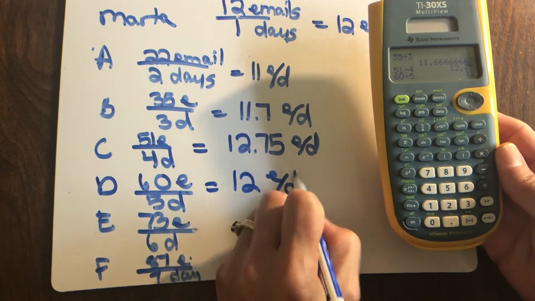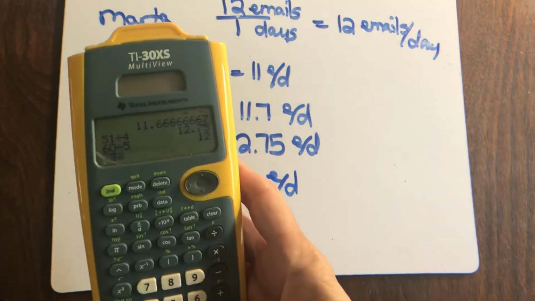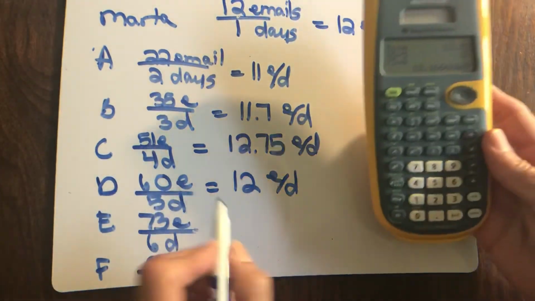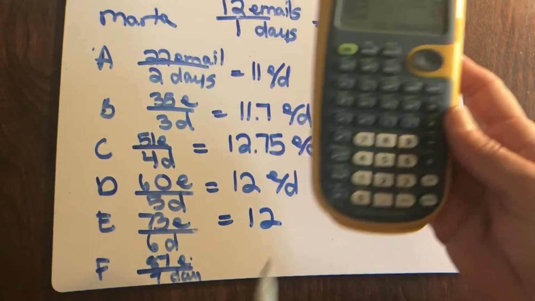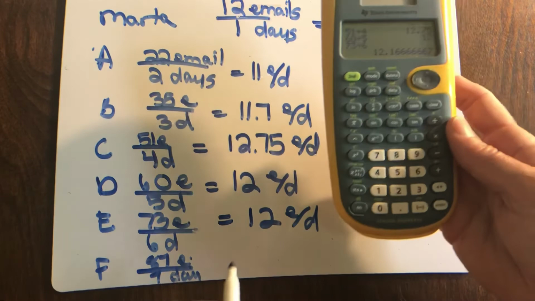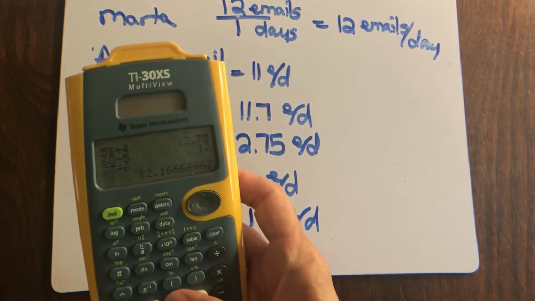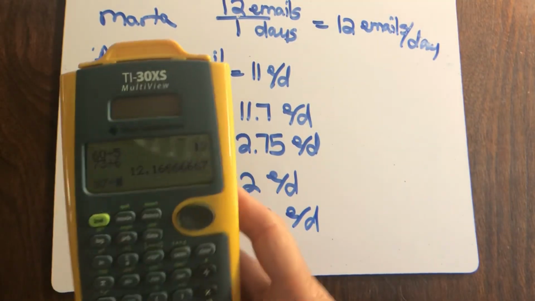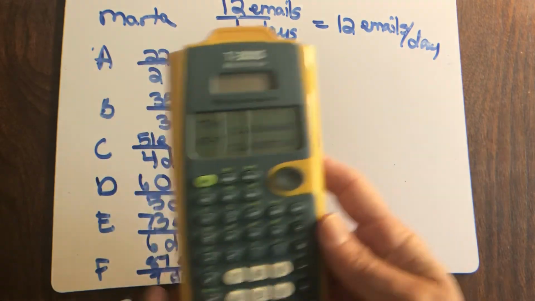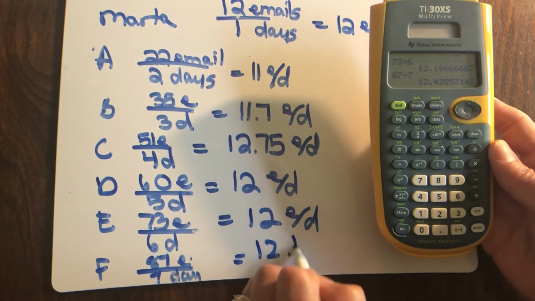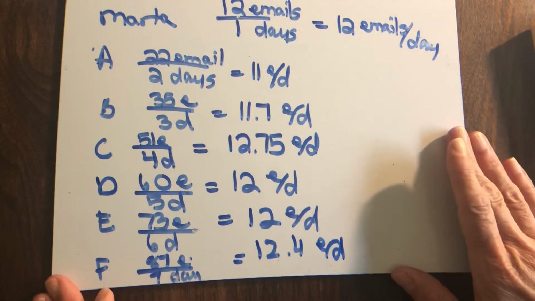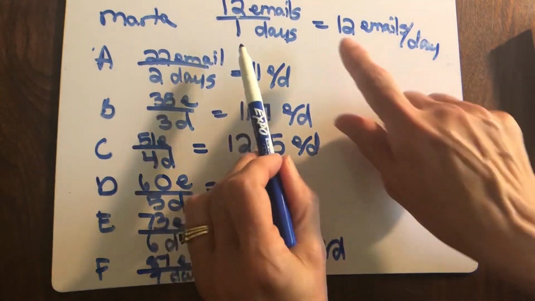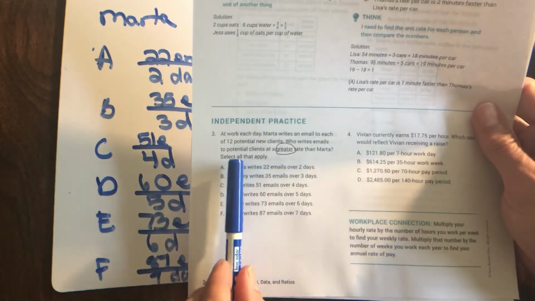12. 73 divided by 6. 12.1, which I'm just going to round off to 12. And 87 divided by 7. 12.4. And that's emails per day. My writing is getting nice and sloppy for you now. The question was, we have to do all that work. We've got to remember what the question was.